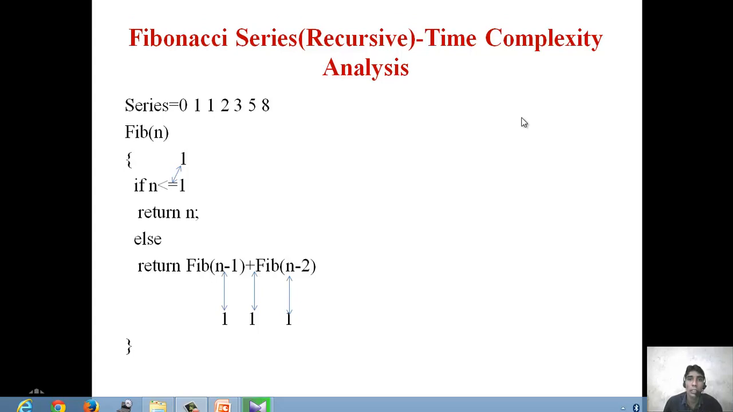Hello everyone, this is Shailendra Thaku and I am explaining the time complexity analysis of the recursive version of the Fibonacci series. After that I will compare the recursive and iterative versions of the Fibonacci series.